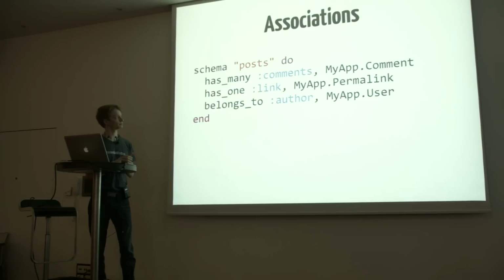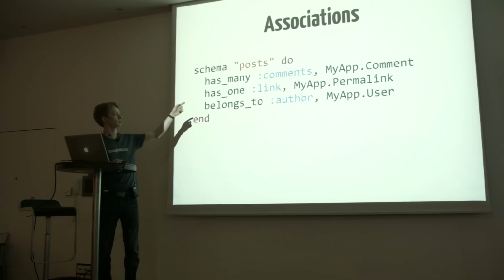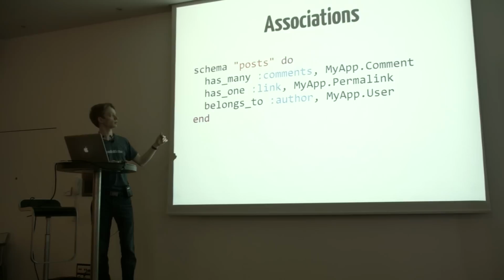We also have associations, which look like this. We have has many, has one, and belongs to. And you define those associations in the schema. And this is very straightforward if you're used to libraries like Rails. It works very much the same. So first off, we have has many, which defines an association to comment, which we call comments. And has many assumes that there is a belongs to on the other side, on the comment side. And it also assumes that there are none or many comments. Has one works the same except that it only assumes that there is one association per post. And like I say, belongs to is what you would define on the other side.